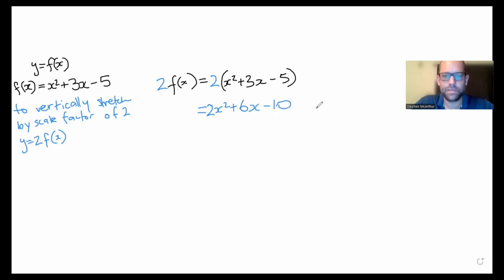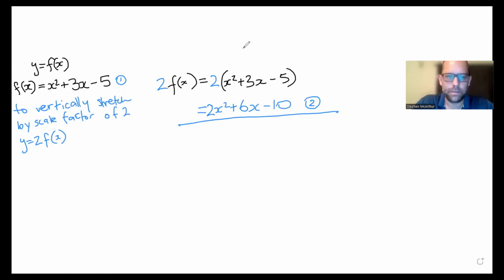Right, I'm going to call this equation 1. We'll call this equation 1. All right, so to vertically stretch by a scale factor of 2, this is the little bit of working out here, not very difficult at all. Let's just do another one.